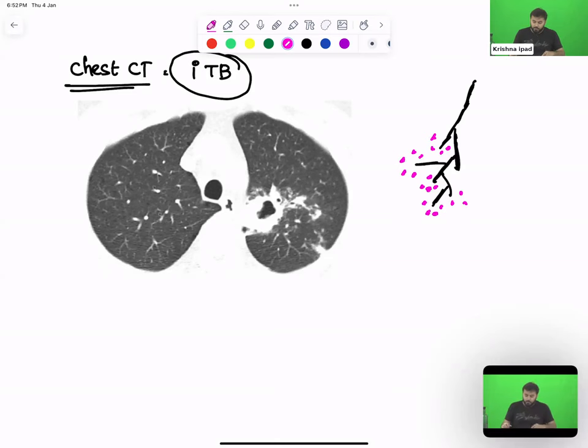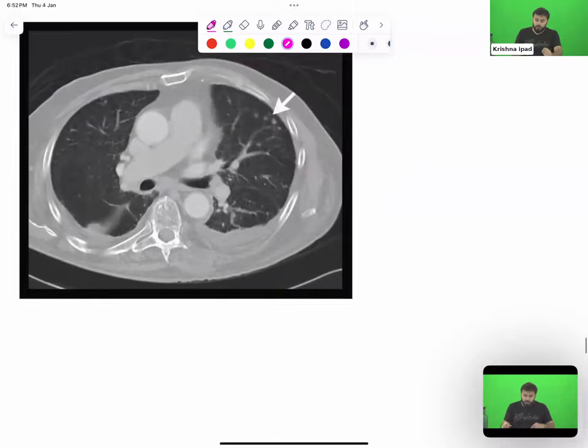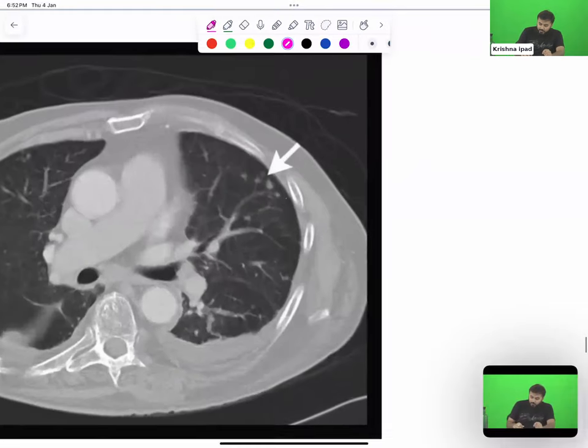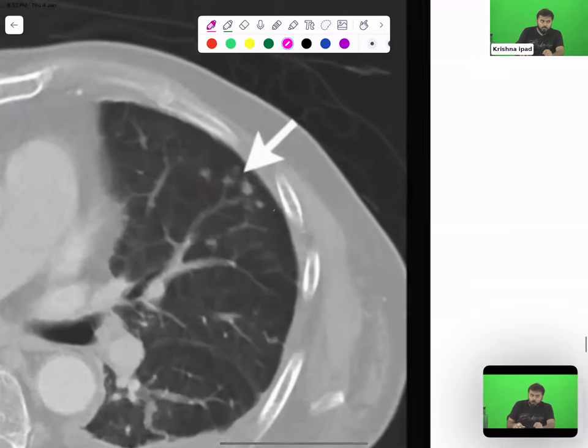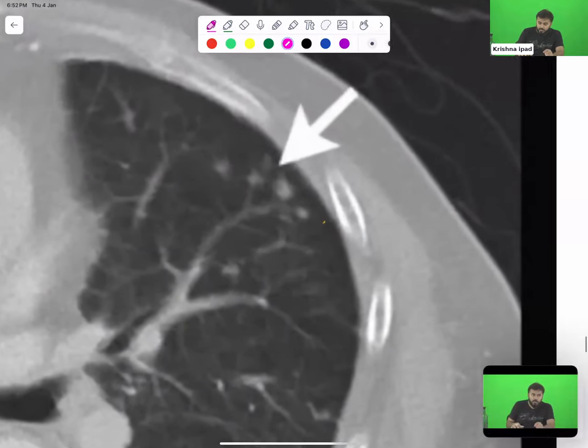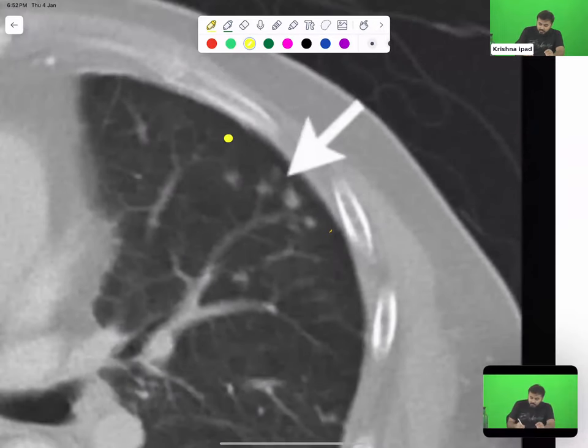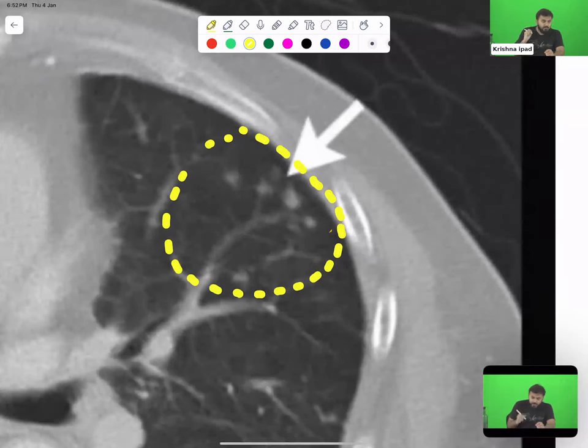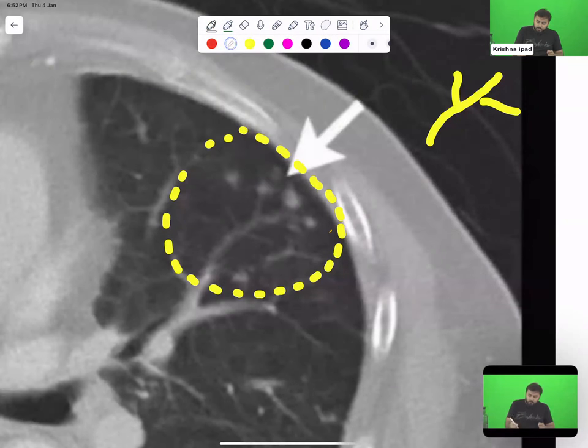Okay. So where do you see this tree in bud appearance or tree in bud pattern? Here. Now all of you look at this. I'm zooming inside. Now can you see the same tree here? Same tree with the buds. Everyone tell me. Look, this is how the picture is. Tree with white color buds over here. White color buds like this? Yes or no? Are you finding it? Comment down.